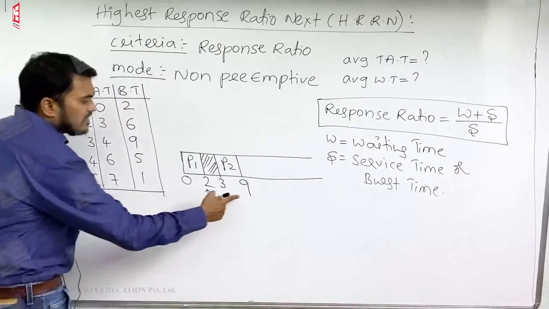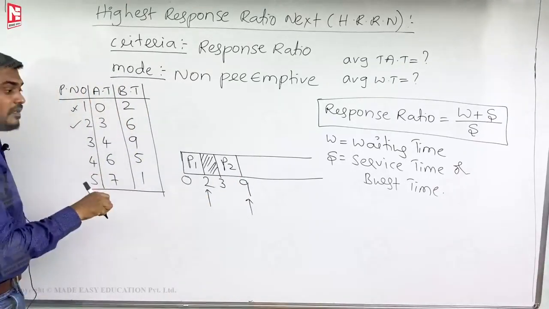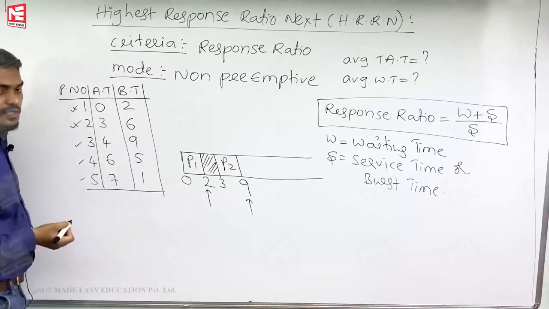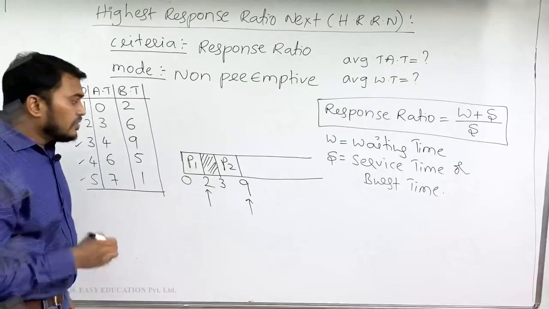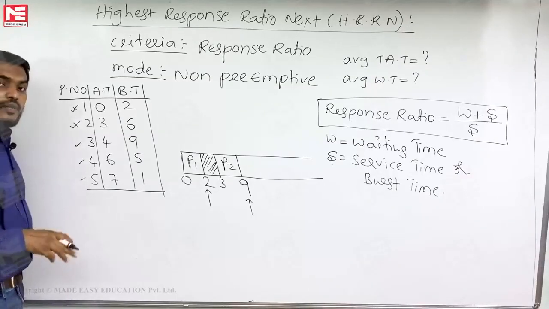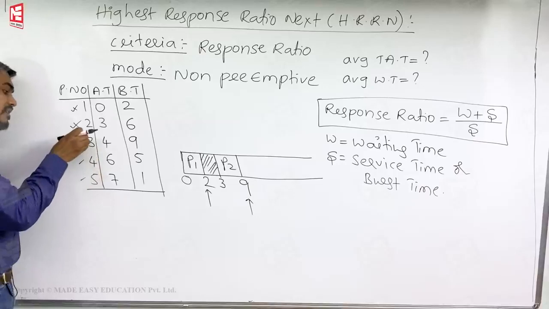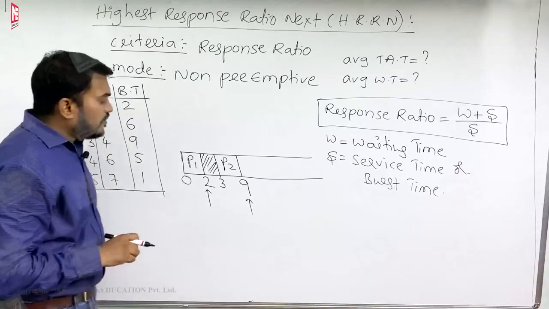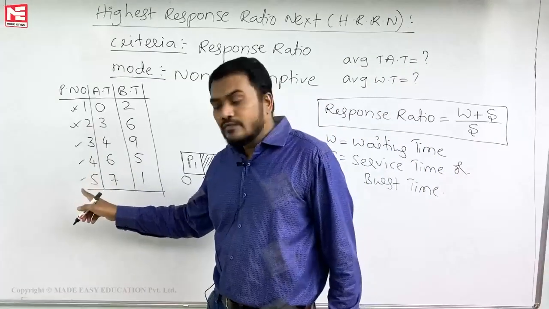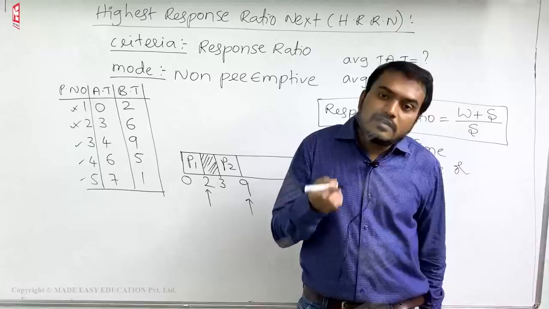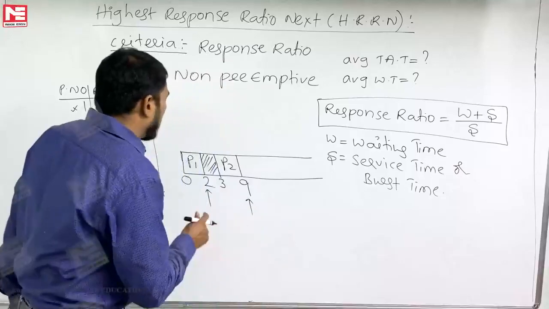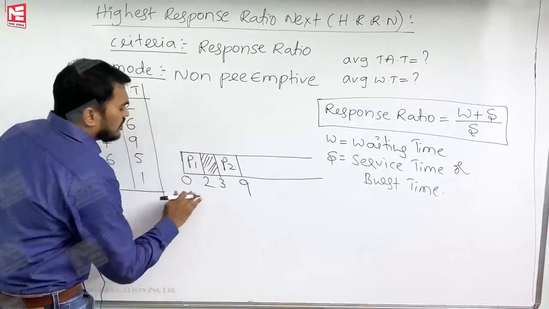Now the present time is 9. By the time 9, if you observe, all the other processes have arrived: P3, P4 and P5. Now what do you need to find out here? These 3 are available. Among the available processes, you need to find out which one you are going to schedule next. How? You need to find the response ratio of P3, P4 and P5, and whichever has the highest response ratio will continue the execution.